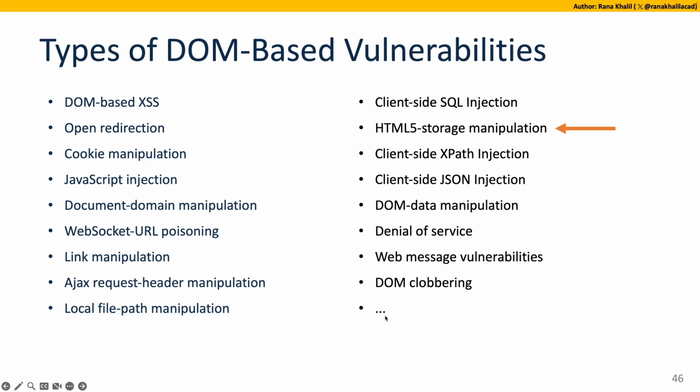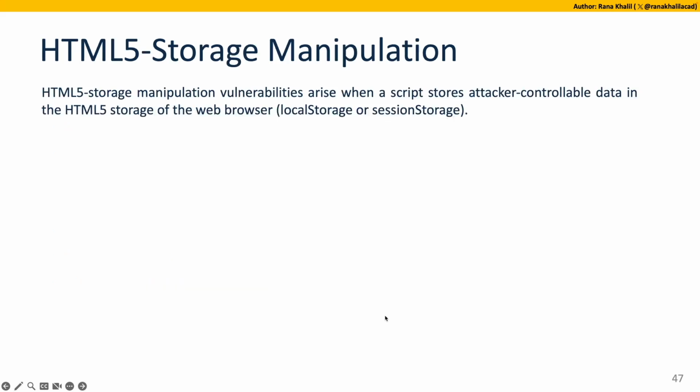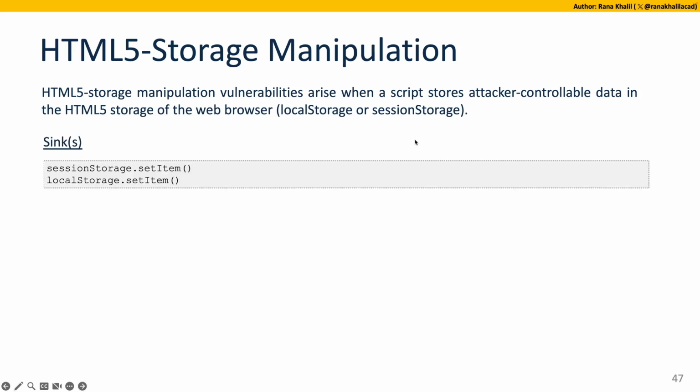Moving on to HTML5 storage manipulation. HTML5 storage manipulation vulnerabilities arise when a script stores attacker-controllable data in the HTML5 storage of the web browser. So that would be either in local storage or session storage. The sinks for this vulnerability type are the setItem function for the sessionStorage and the localStorage objects.